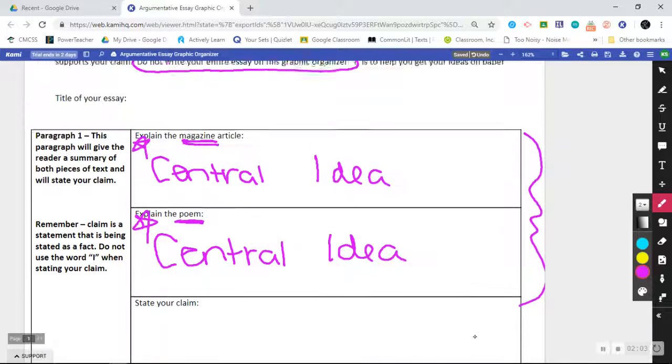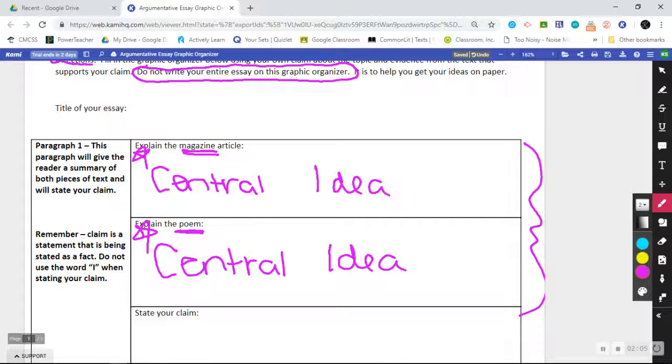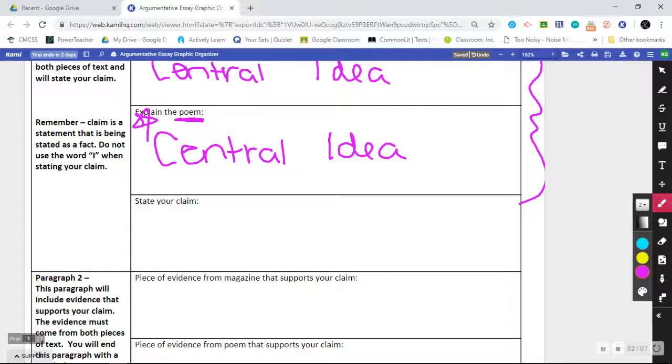Okay, so hopefully you have just now filled in these first two boxes and you're ready to state your claim. We've talked about claim a lot. Claim is your argument. It's the point of view. It's the overall point that you're trying to make. So the essay is about how cell phones have changed people or how technology has. So right here is where you're going to state your opinion.